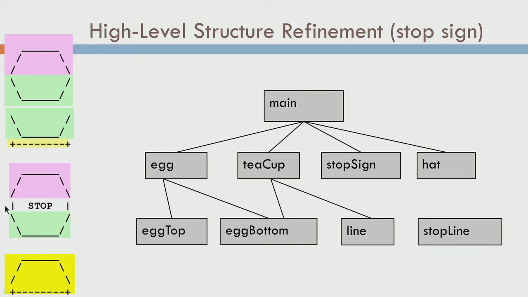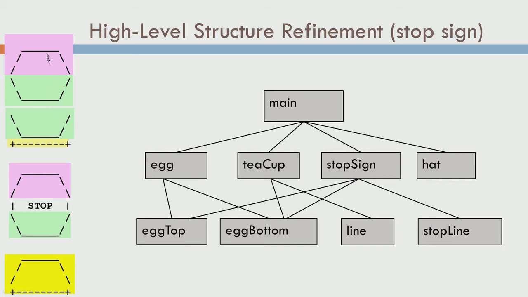So, we will call this line the stop line. So, this is called just a line, this is called a stop line, and for drawing a stop sign you need egg top, then you need to draw stop line and you need to do egg bottom, right. You have that. Then let us look at the last one which I called the hat.